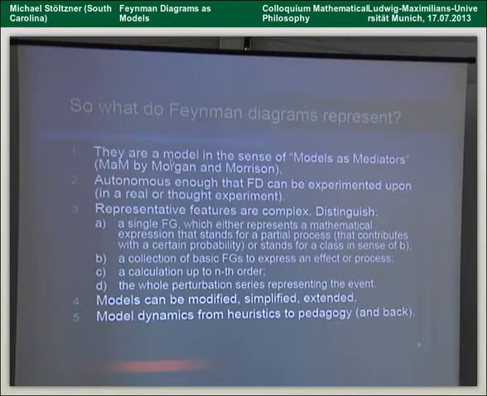But the representative features are complex, and you saw already some pictures here. If you have a single Feynman diagram, the theorists often say, yeah, it's a propagator. And in the experimental discourse, they stand for a certain type of process. And what that means will be my main point. I will argue it could be a single Feynman diagram that's isomorphic to some mathematical expression. But the interesting point is if we have a collection of basic Feynman graphs, Feynman diagrams, to express an effect or a process.